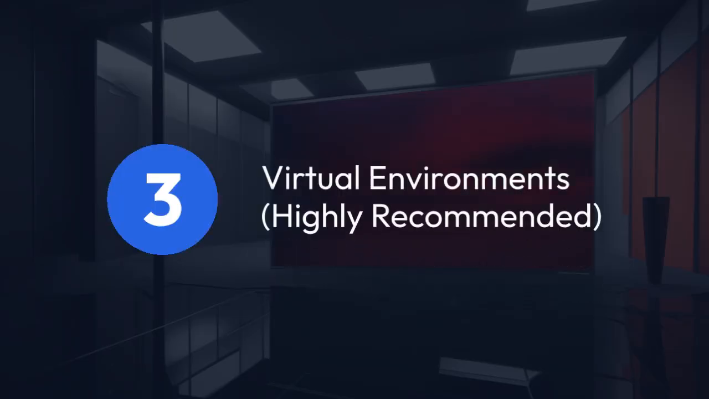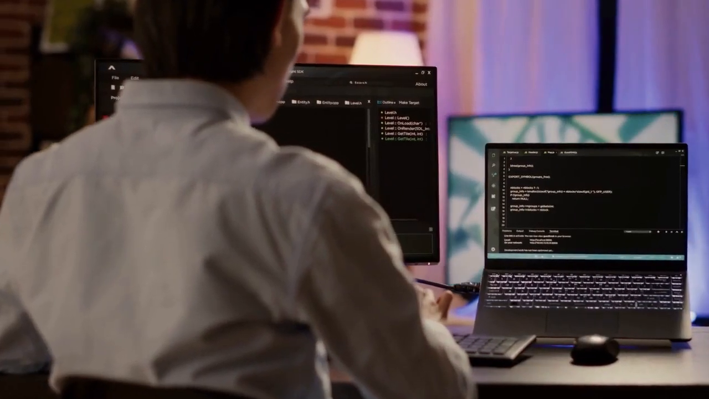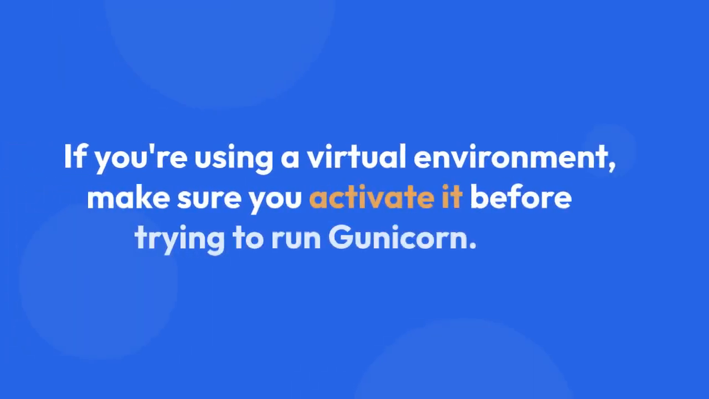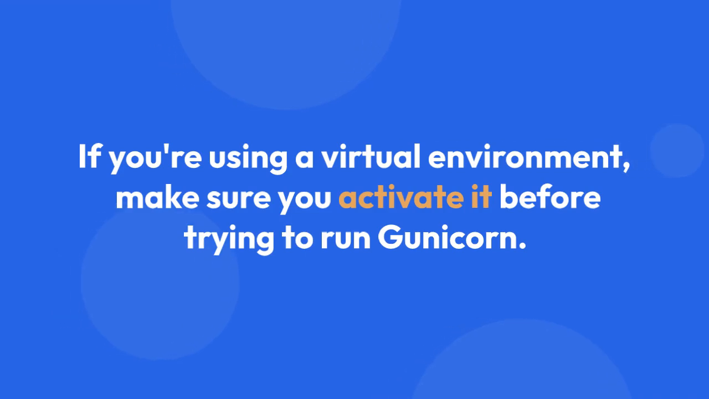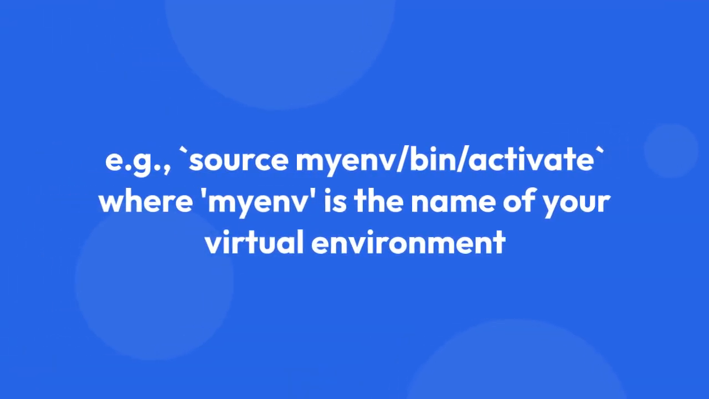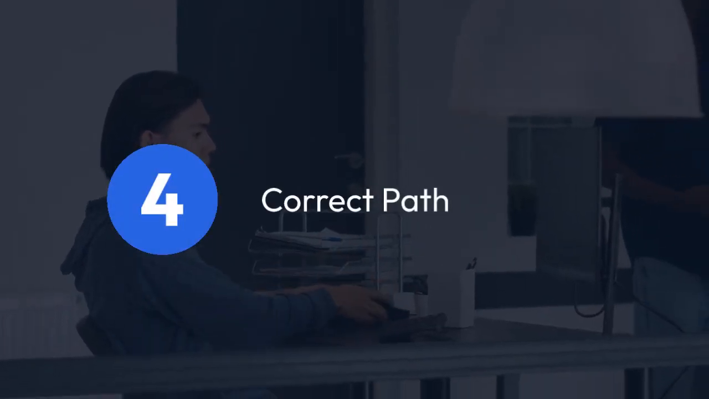3. Virtual environments. Highly recommended. Always use virtual environments. This isolates your project's dependencies from the system's packages, preventing conflicts. If you're using a virtual environment, make sure you activate it before trying to run Gunicorn. Activate it using the command relevant to your environment setup, e.g., source myenv/bin/activate, where myenv is the name of your virtual environment. Recheck the installation after activating the environment.